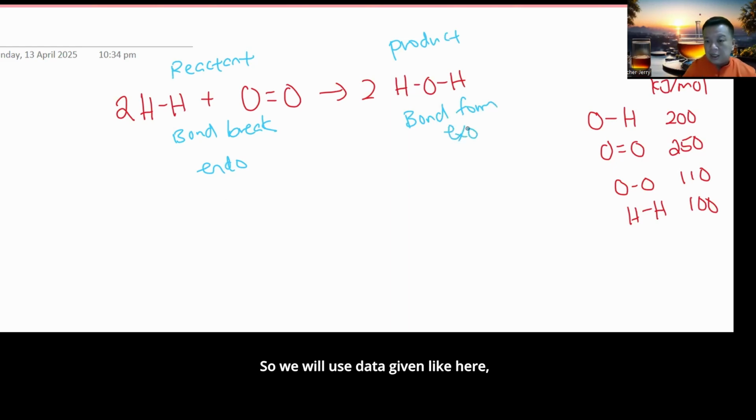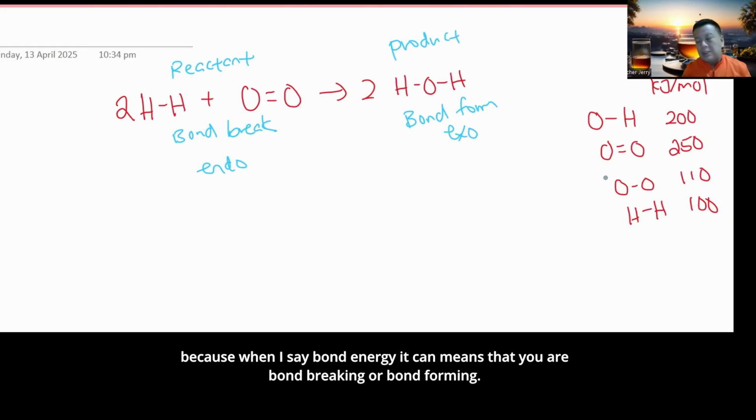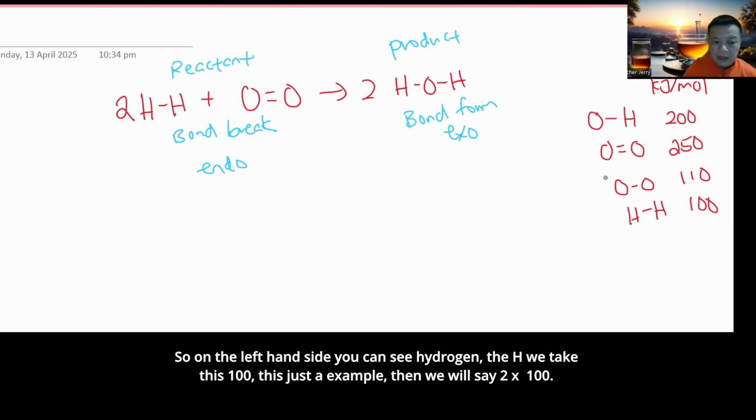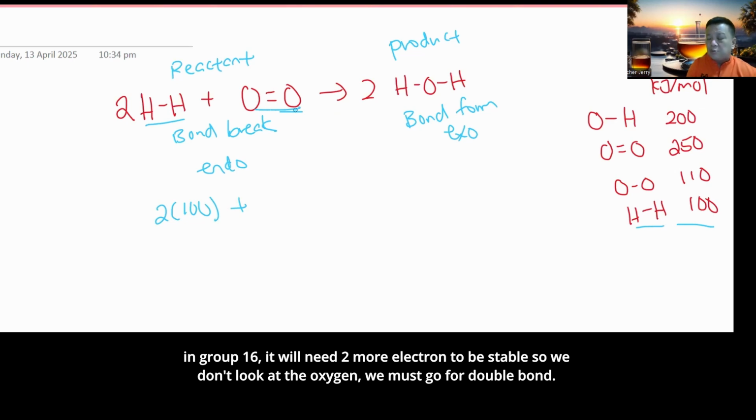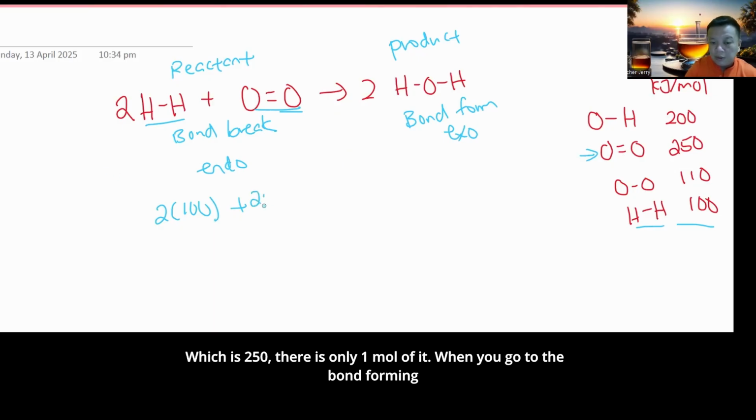Okay, so we will use data given, like here, the bond energy. Bond energy has no plus or minus, because when I say bond energy, it can mean you're bond breaking or you're bond forming. On the left hand side, see hydrogen, the H, we take this 100. This is just an example. So we say 2 times 100, plus oxygen. This is a double bond. Oxygen is in group 16, so it needs two more electrons to be stable. So we must go for the double bond, which is 250. There's only one of it.